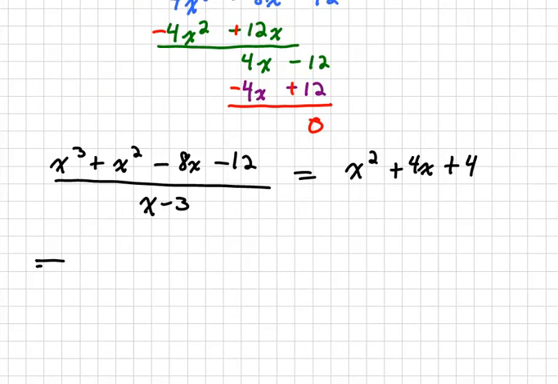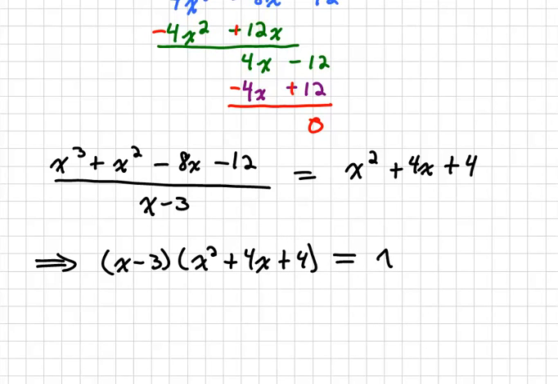Related to that, if this polynomial divided by this polynomial equals that polynomial, we can say that this polynomial, x minus 3, times x squared plus 4x plus 4, when you multiply those, you'd end up with x cubed plus x squared minus 8x minus 12.